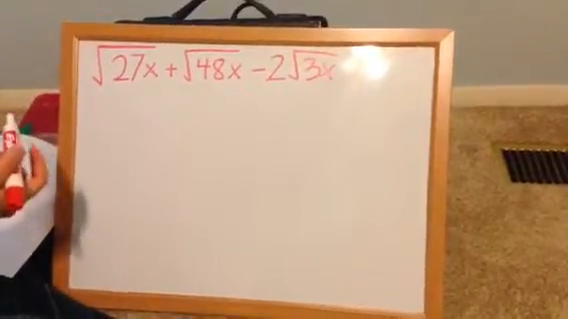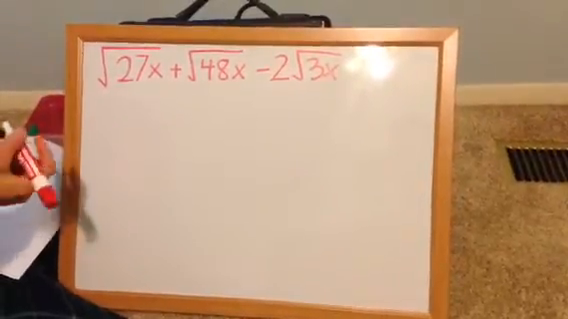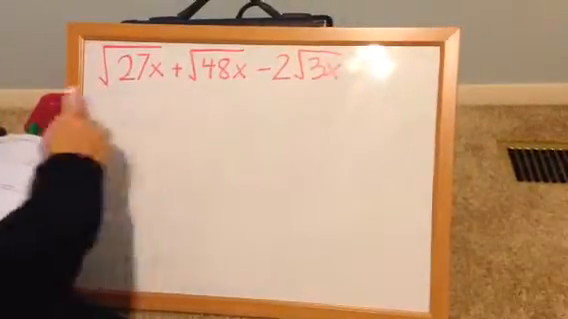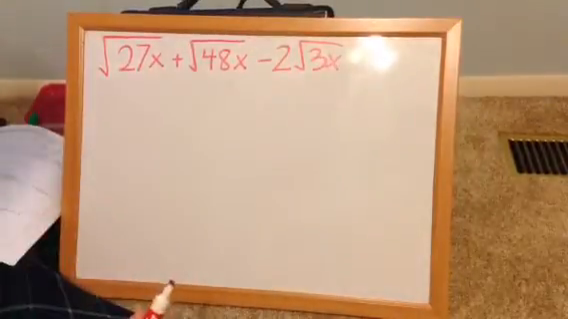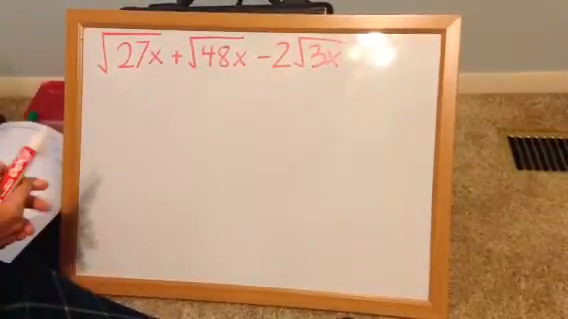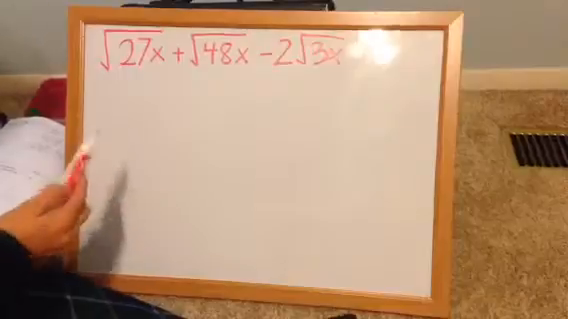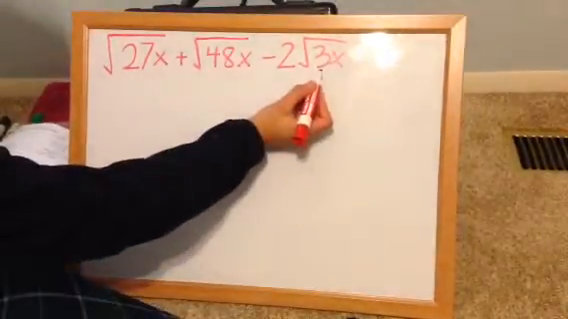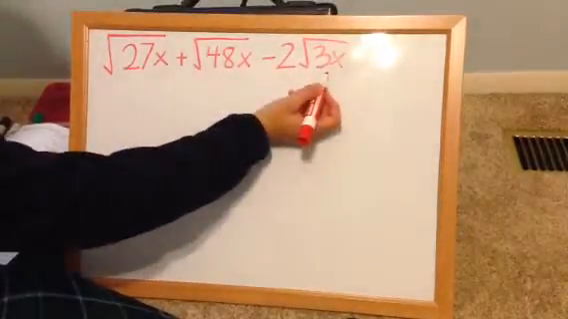So I picked number 17, which is, again, simplifying this expression, but here we have a combination of radical expressions where we're adding them. So, all right, let's get started. So my first thought is, I see that the smallest number under the radical is a 3.